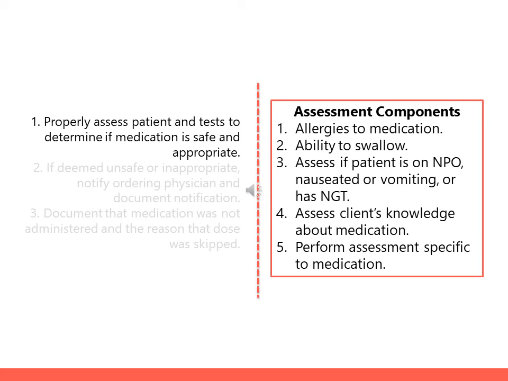And number 5, perform assessment specific to medication. Now, medications have their specific assessment. Just like what I gave as an example earlier, if the medication is for fever, the most important assessment is temperature. If the medication is insulin, you know already that insulin is for blood sugar. So what would be your assessment? You check for the blood sugar. If the medication is for hypertension, what is your assessment? You check for the blood pressure.